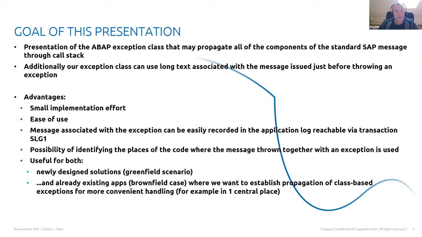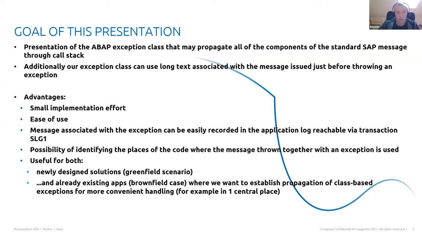We are also following here another good practice, meaning that whenever we are issuing the message, we should do it statically, meaning that we should explicitly use the name of the message class and its number, for the possibility of using the where-used functionality in order to identify those places of the code which are issuing our message that is then linked to the class exception. And at the end, this solution could be used for both scenarios: if we are implementing something totally from scratch, or if we want to improve error handling in already existing applications.